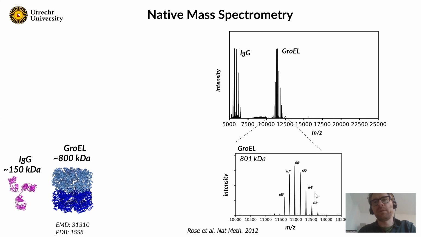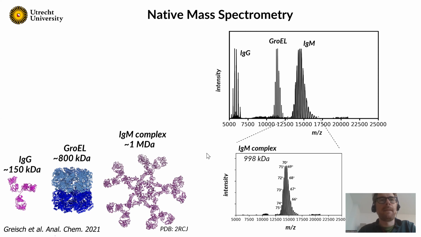So it carries a little bit more charges because it's also bigger. And also from here you can calculate back the mass, which is about 800 kilodaltons. If we then go further, again a bit bigger, the IgM complex. So this is a pentamer of IgM antibodies. So these are 5 IgM antibodies together, with 1 megadalton, again a bit bigger.